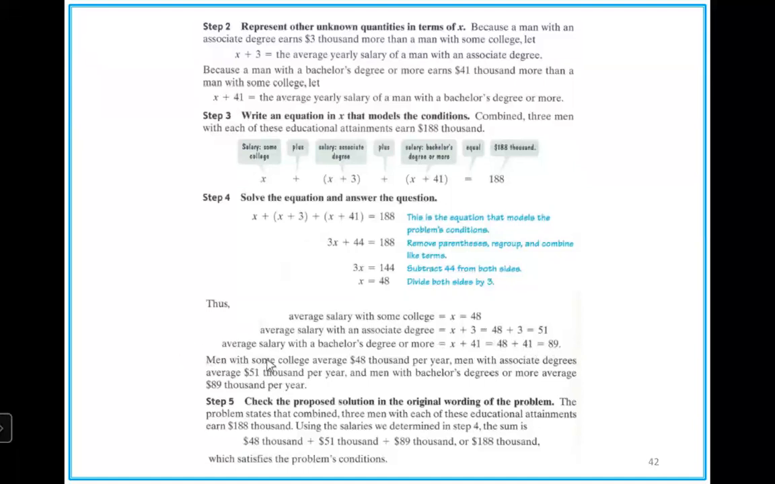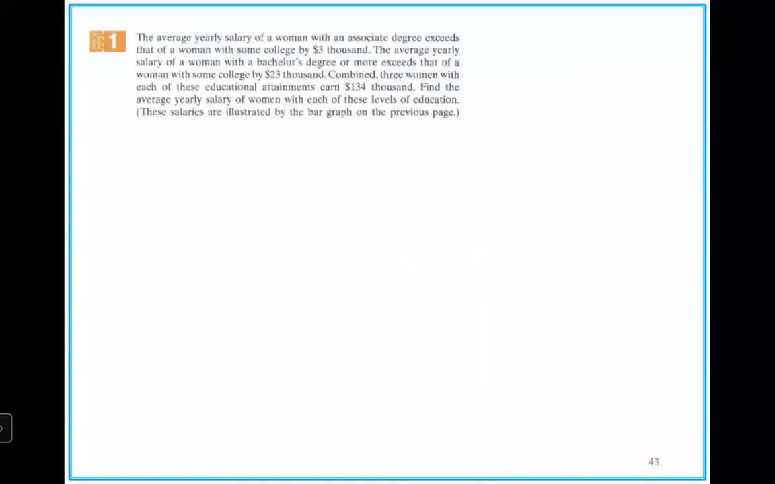And so you could now answer your question. Men with some college degree get 48,000 per year, average. Men with associate get 51,000 per year, average. And men with bachelor's degree earn $89,000 per year, average. And you could always check your answer by substituting into the question and see if it works out. So it's a long process, but it follows the basic algebraic principle of reading, letting a variable represent the unknown, writing statements based on what we know, and then writing an equation and solving the equation.